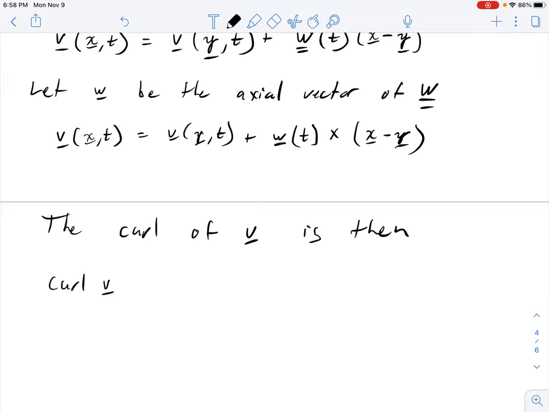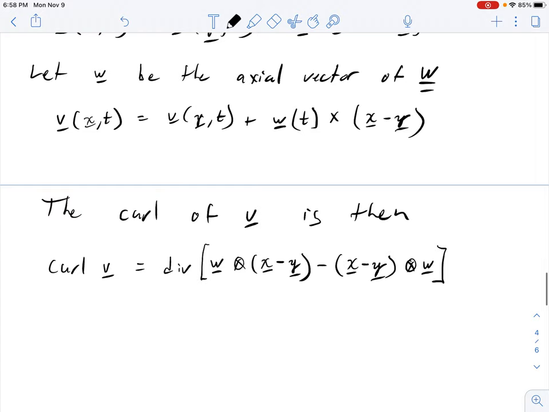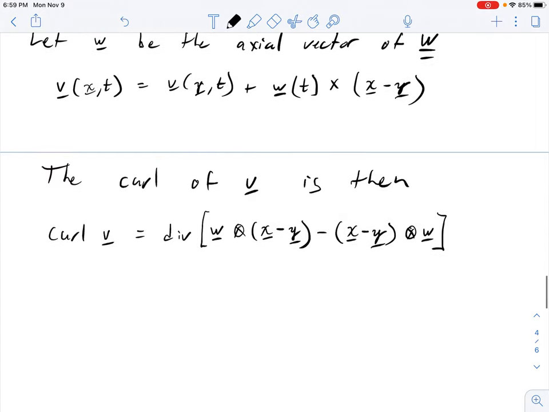And we had a neat formula for the curl of the cross product of two vectors. This is the curl with respect to x, so y is fixed, and t is nothing. It's for a fixed y. So we're just looking at the curl of this term here. Well, that is equal to the spatial divergence of W, the axial vector of tensor W, tensor product the vector X minus Y, minus X minus Y tensor product W. So then we had a nice formula for the divergence of the tensor product of two vectors.